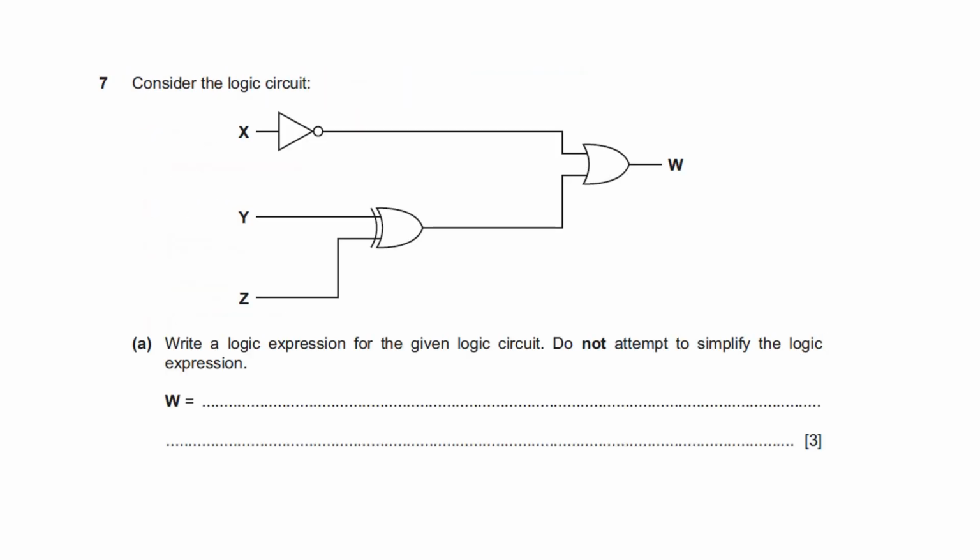Consider the logic circuit. Write a logic expression for the given logic circuit. Do not attempt to simplify the logic expression. First one is a NOT on x, it will give me not x. And here is an XOR gate, it will give me y XOR z. Next is the OR gate, which combines these two values: not x OR (y XOR z).